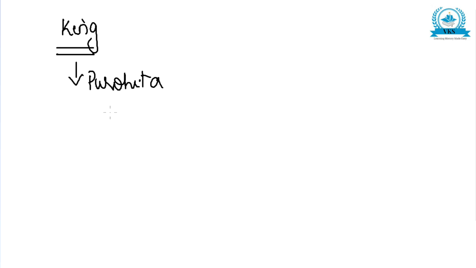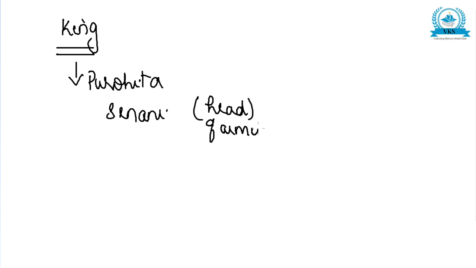Then there was another person who helped the king, Senani. Senani was the head of the army. Purohita, we know, will be mainly dealing with religious functions. But the Rig Veda did not mention any officer for administration of justice and collection of taxes.